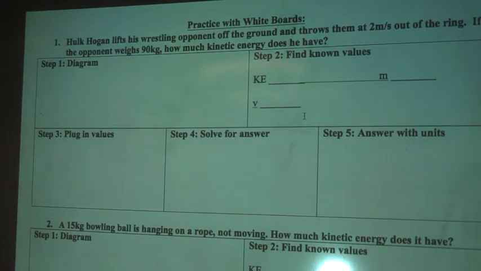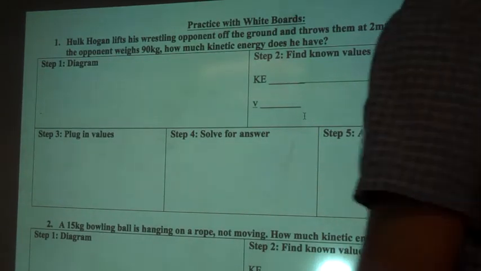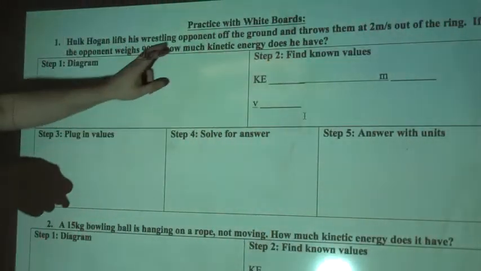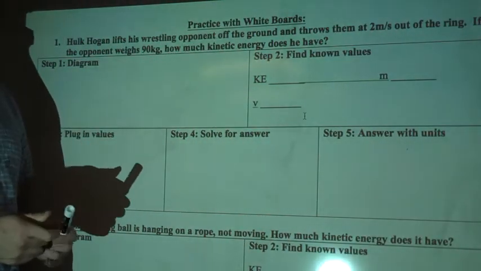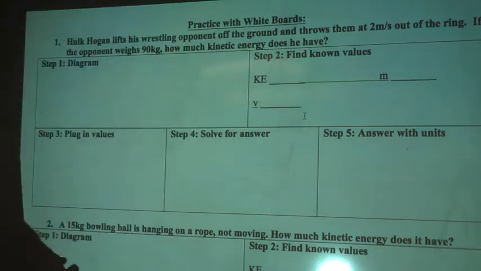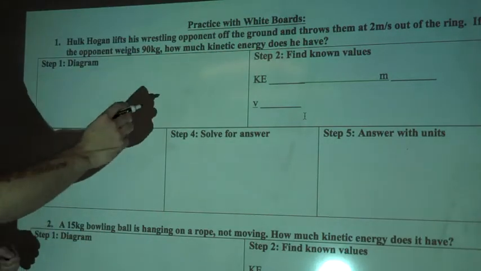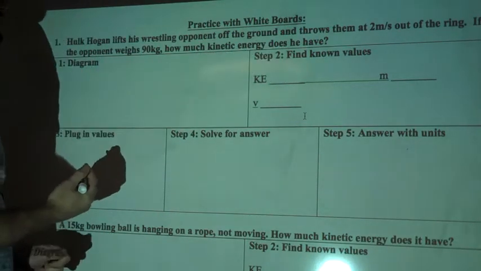Alright, so for this next problem, we're looking at Hulk Hogan. And Hulk Hogan lifts his wrestling opponent off the ground and throws them 2 meters per second out of the ring. If the opponent weighs 90 kilograms, how much kinetic energy does he have?